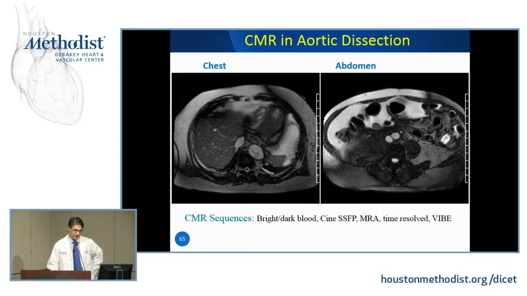CMR in aortic dissection is also excellent, as we mentioned. One thing I'd like to mention with CMR is it often gets blamed for being a slow technique, but literally you can do these bright bloods through the chest. They're non-breath-hold. The patient is free breathing. You put them in, it takes just a few seconds. You can get a full set of images through the patient's chest and abdomen. And this was working in my office.